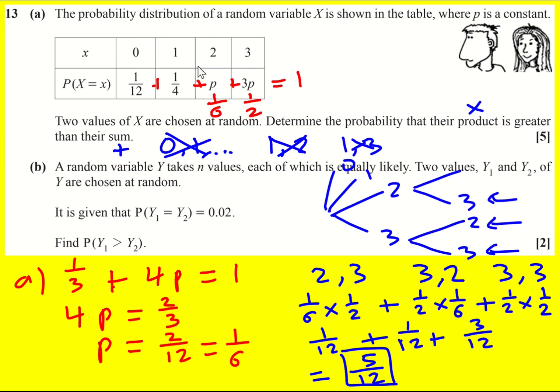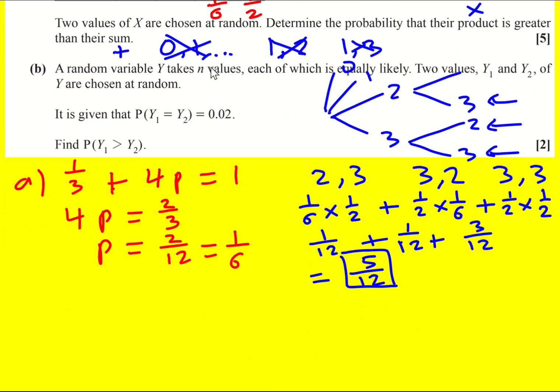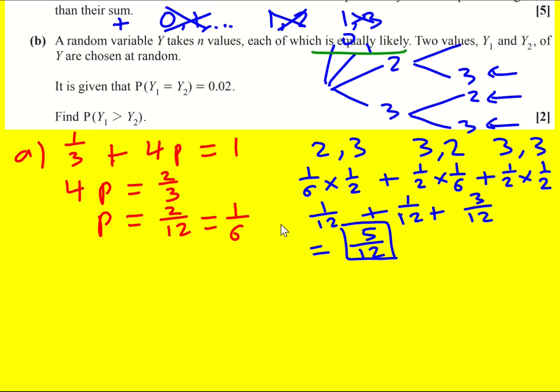For the final part, we're told a random variable y. So this is actually unrelated. It's just a different variable. It takes n values. We don't know how many. Each of which is equally likely. That's really important. Two values, y1 and y2, of y are chosen at random. And it's given that the probability y1 equals y2 is 0.02. Find the probability that y1 is greater than y2.